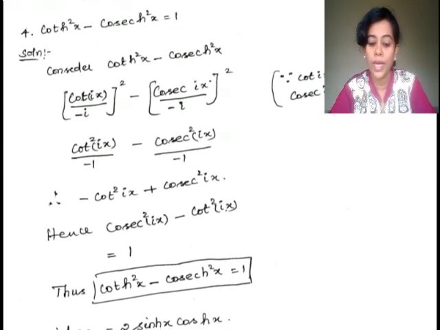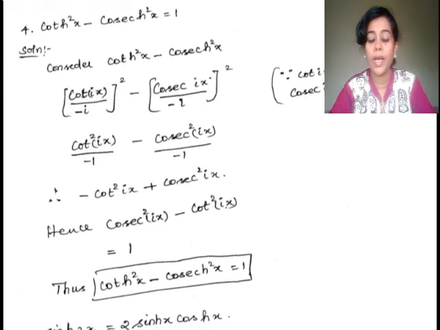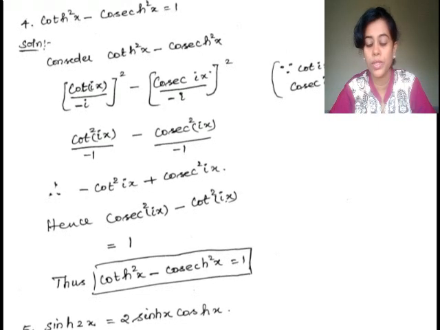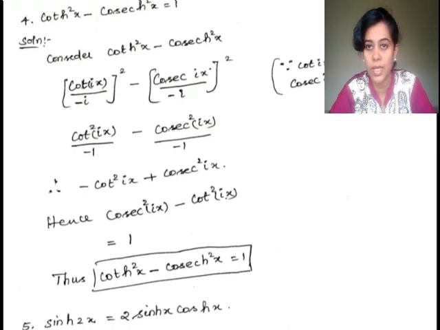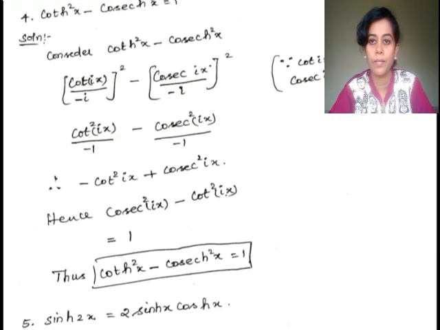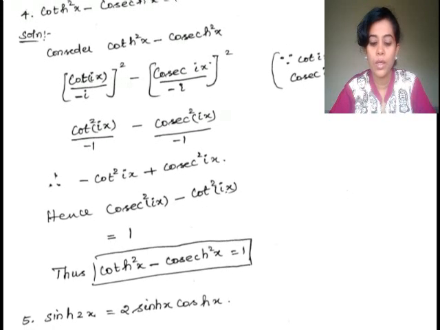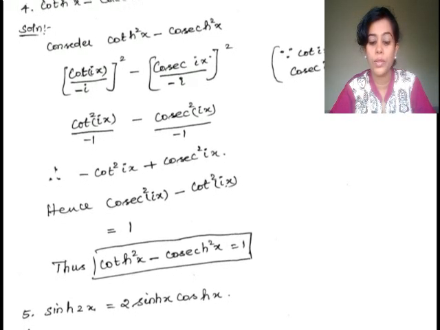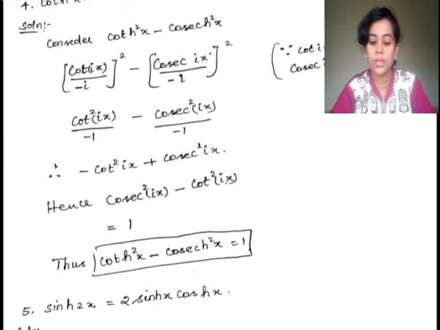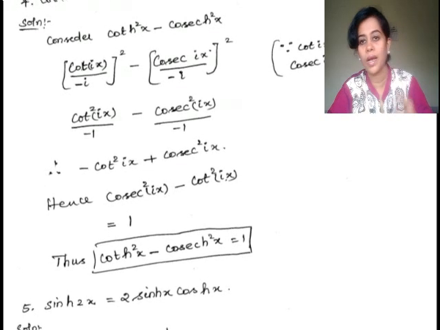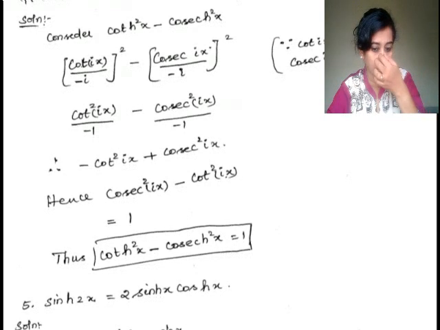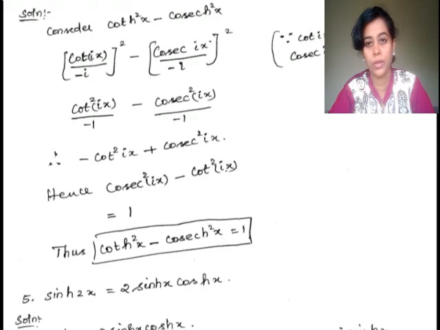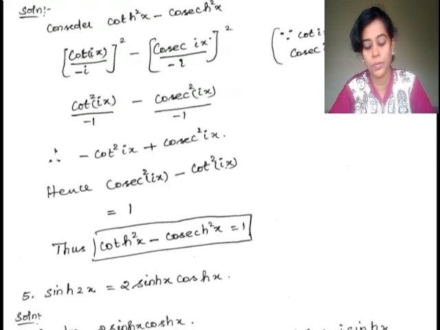So therefore minus cos squared ix and minus into minus plus cosecant squared ix, and this can be replaced by cosecant squared ix minus cos squared ix. Consider ix to be theta, and by the trigonometrical identity, cosecant squared theta minus cot squared theta is equal to 1. So therefore cosecant squared ix minus cot squared ix is equal to 1. So what do we have on the left hand side? The left hand side says that it is coth squared x minus cosech squared x is equal to 1. Hence proved.